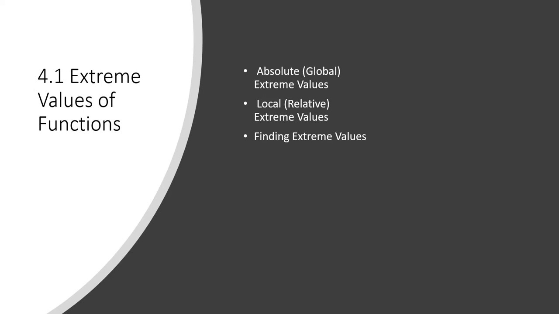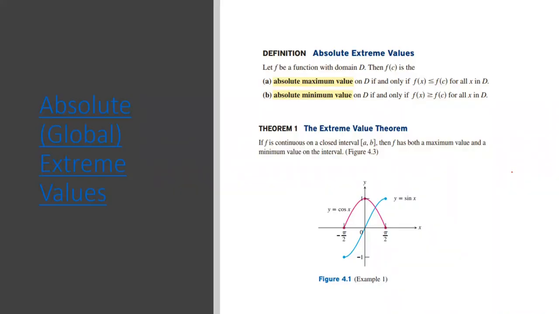These will be both absolute extreme values and local extreme values, as well as how to find them. So let's talk first about absolute extreme values. An absolute extreme value is any value on a function that's either an absolute maximum or absolute minimum.